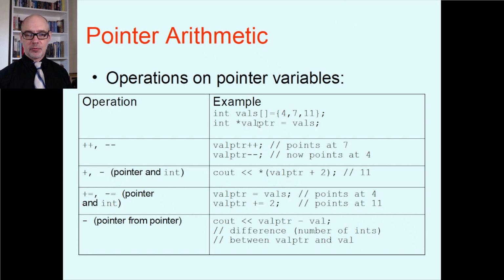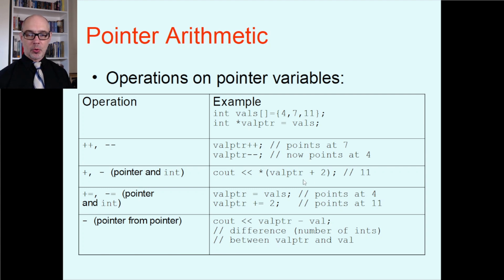If I did val pointer plus plus, sure enough, it takes one integer-sized step up in the memory system, and now you're looking at the 7. And then if I decrement that, it takes one integer-sized step down, which is really 4 bytes, and now you're back at the beginning of the array, and you're looking at the 4. You can add specific numbers. If you have a pointer and you need to go a certain number of steps up or down in the memory system, you can add or subtract an integer to it. Again, that's going to be sized to the data type that you're dealing with.